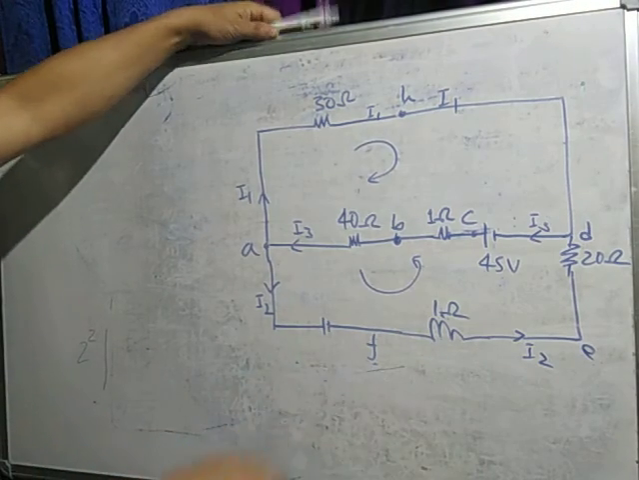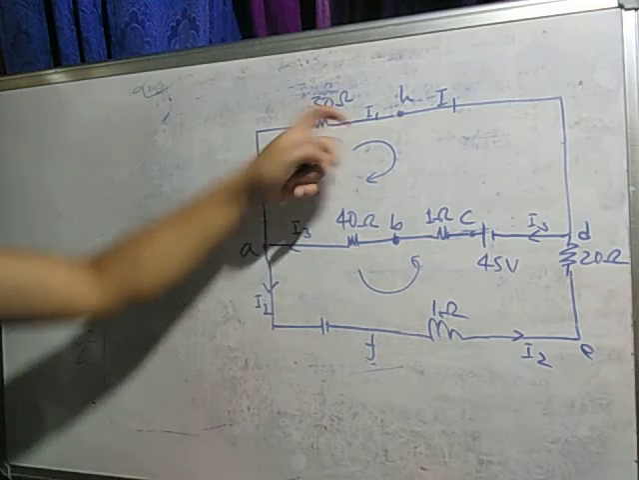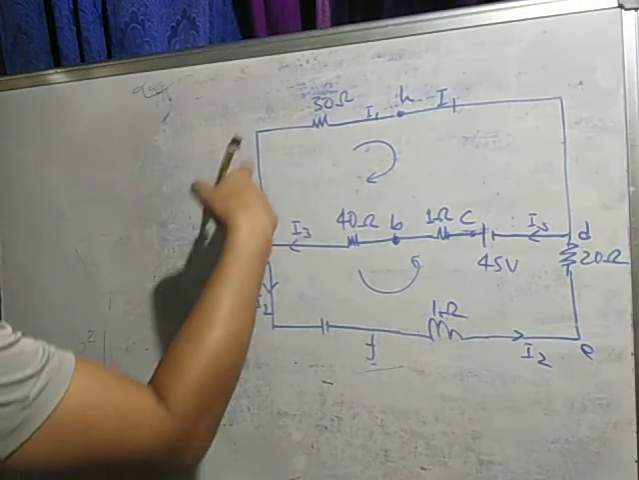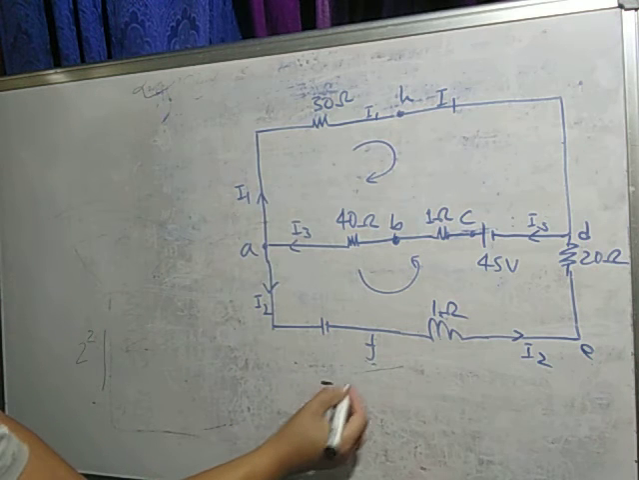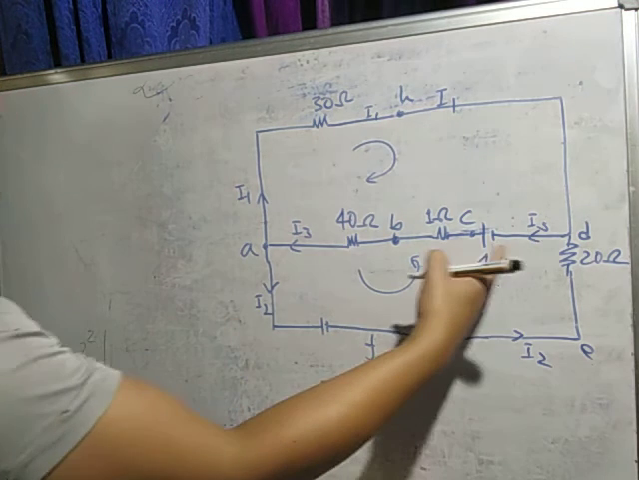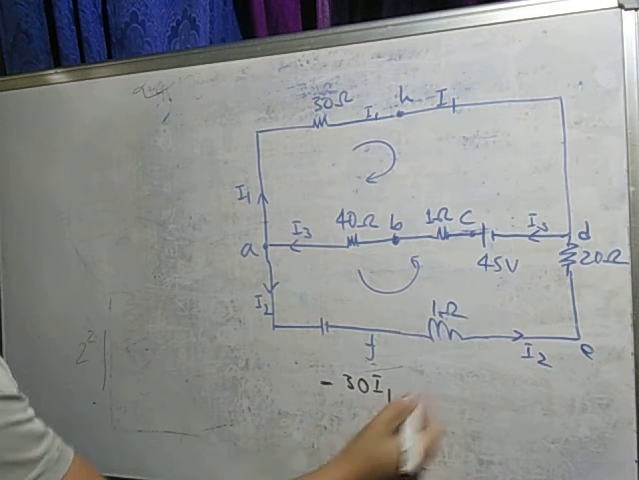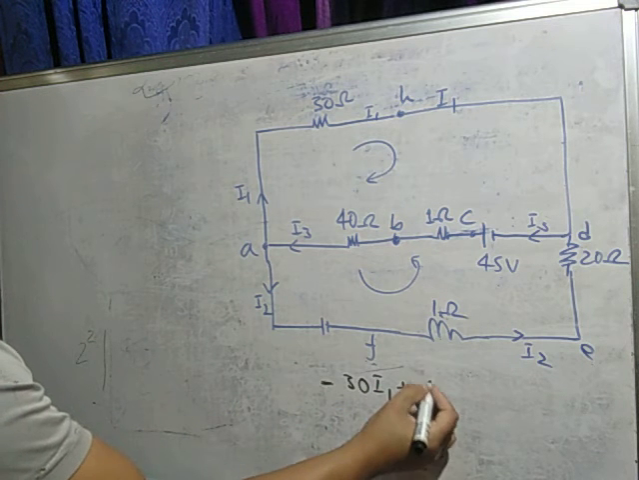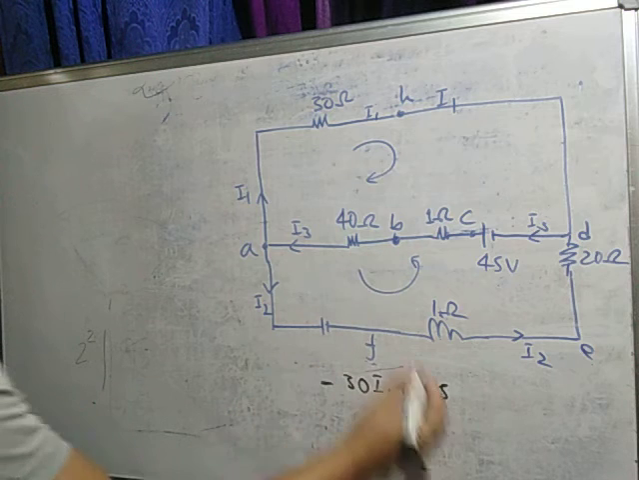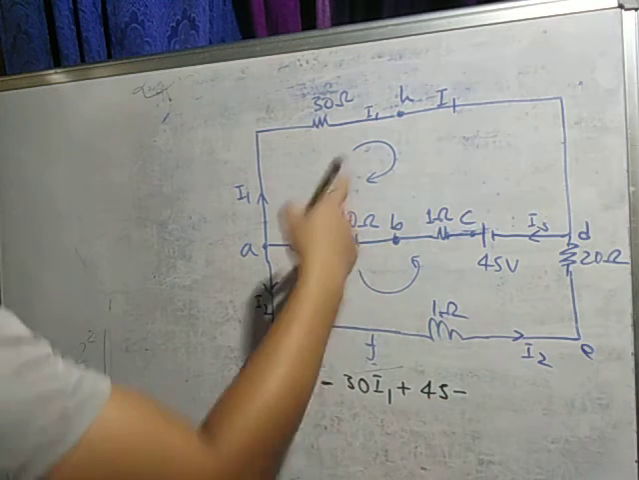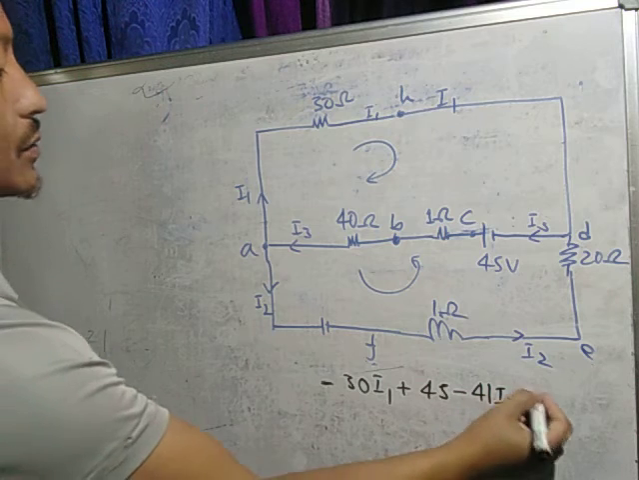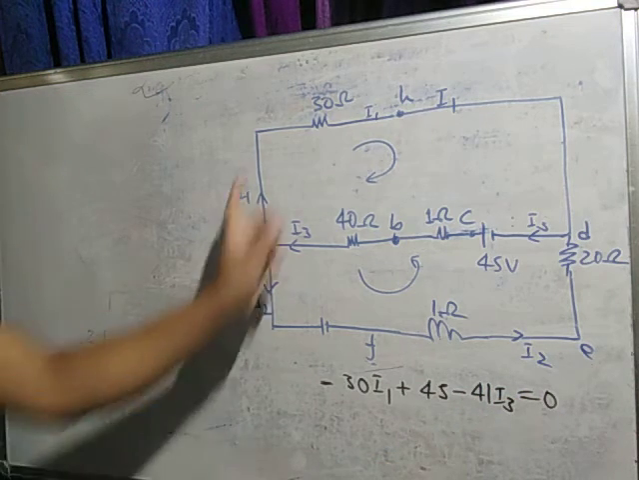The loop rule says that the potential drop across the loop is 0; the sum is 0. See, this is your current and this is our path. We're going like this, so minus how much? Same path and current, so minus 30 I1. Again, going this side, minus to plus, so plus 45. Then these are in series, so minus 41 I3 equals 0. So this loop is done.